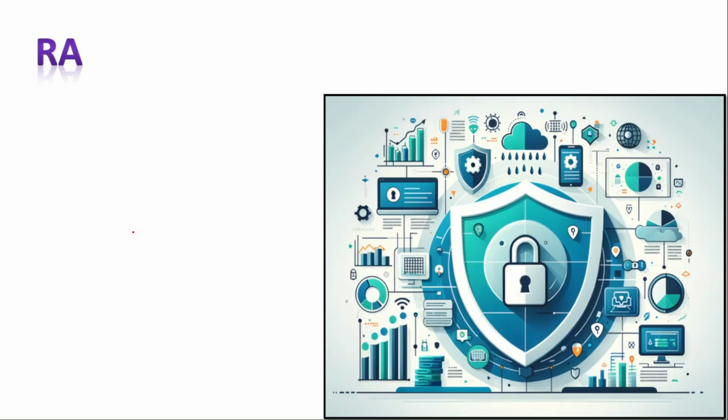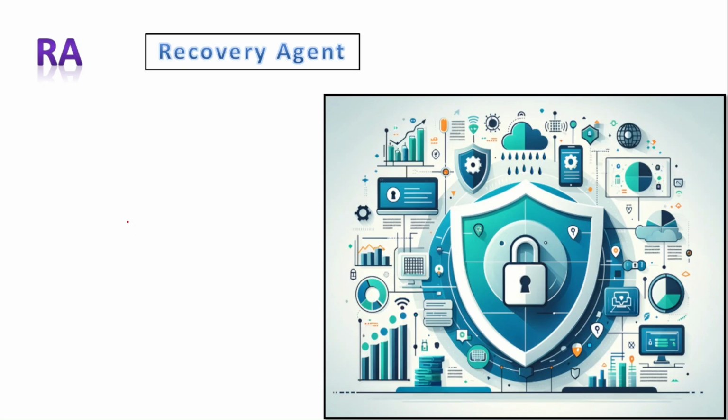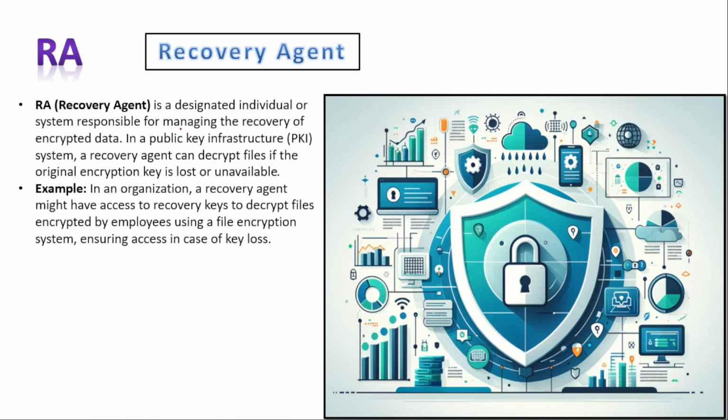RA, that is recovery agent. So RA, or recovery agent, is a designated individual or system responsible for managing the recovery of encrypted data. In a public key infrastructure, that is PKI system, a recovery agent can decrypt files if the original encryption key is lost or unavailable. Example, in an organization, a recovery agent might have access to recovery keys to decrypt files encrypted by employees using a file encryption system, ensuring access in case of key loss.